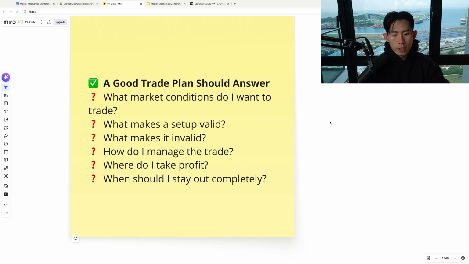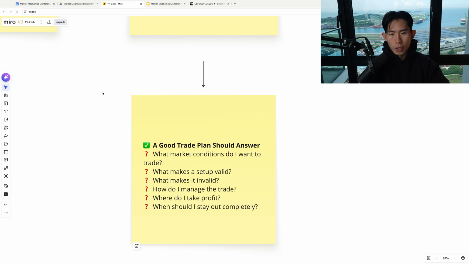And most importantly, when should I stay out completely? What are the market conditions that I want to avoid at all costs, just like a plague, right? Maybe on Mondays, right? Market condition is not ideal. Maybe during high impact news. Maybe during holiday seasons, right? So when should I stay out completely? If your trading plan cannot answer these simple questions right here, it is not strong enough. You need to go back to the lab and just make it even stronger. Yeah, so that's trading plan.